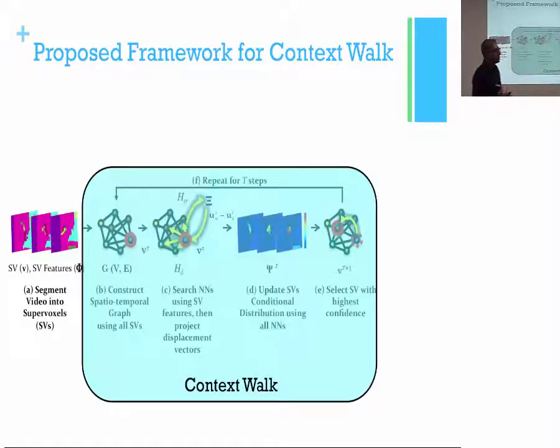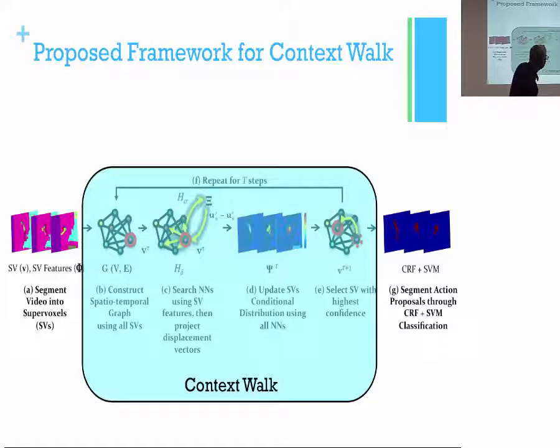Once we have generated this, we'll have a distribution for each voxel belonging to a particular action for the entire graph in our testing video. Once we have that distribution, we can perform segmentation using CRF, where we distinguish the foreground action from the background itself, and then we apply SVM for the final recognition, the classification process.